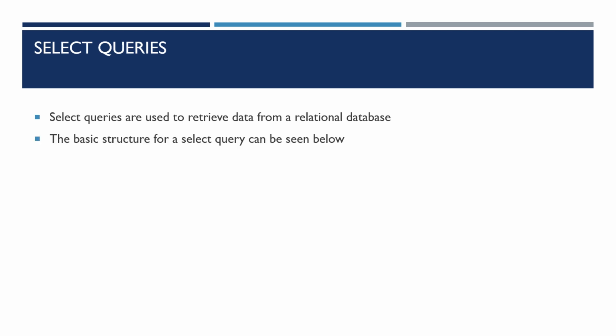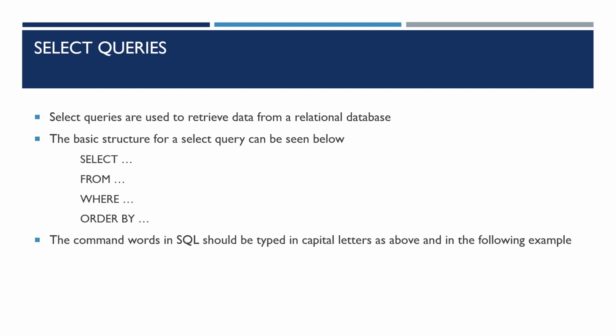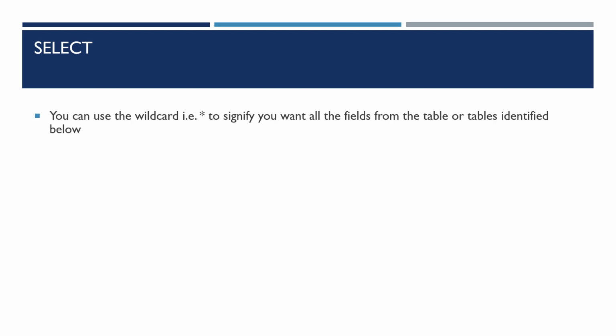Select queries are used to retrieve data from a relational database. The basic structure for a select query is select, from, where, and order by. These four commands combine to be able to select data from certain tables that meet certain conditions and then order it in a certain manner. The command words in SQL should be typed in capital letters as is shown above and is shown in the following example. When writing the select line, you can use the wildcard, which is an asterisk, to signify that you want all the fields from the table or tables identified in the from statement below.